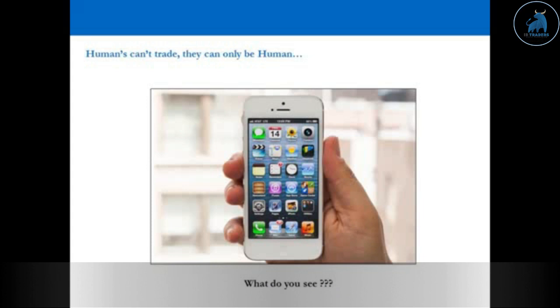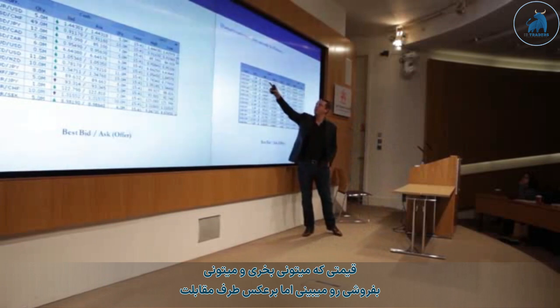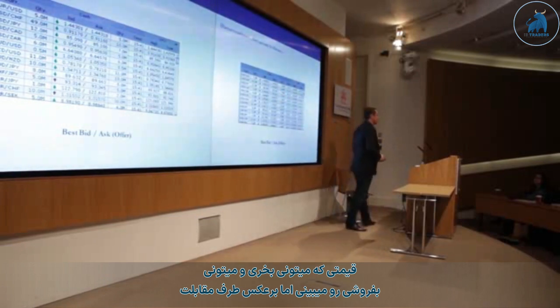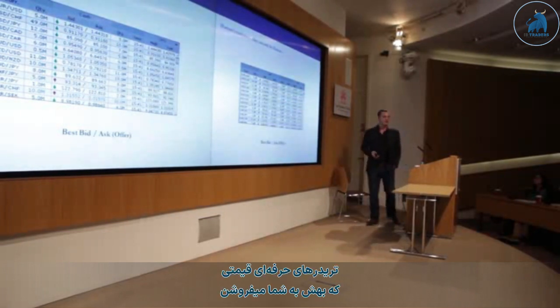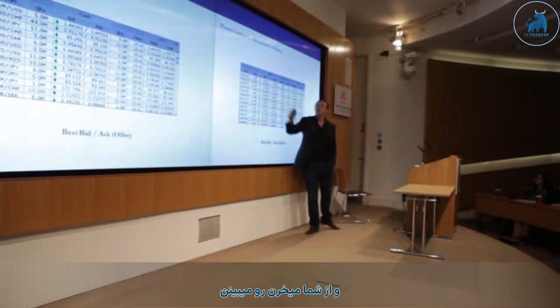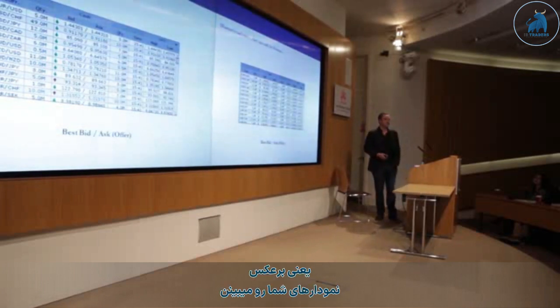So what do you see when you look at that? Most people see a phone. I see a trap. What do you see when you look at that? That's what you'll see on a trading screen. So you'll see the price to buy at and the price to sell at. But you'll see it the other way around. That's what a professional trader sees. A professional trader sees the price that they are selling at to you and the price that they are buying at from you. So they see the opposite of what you're seeing.